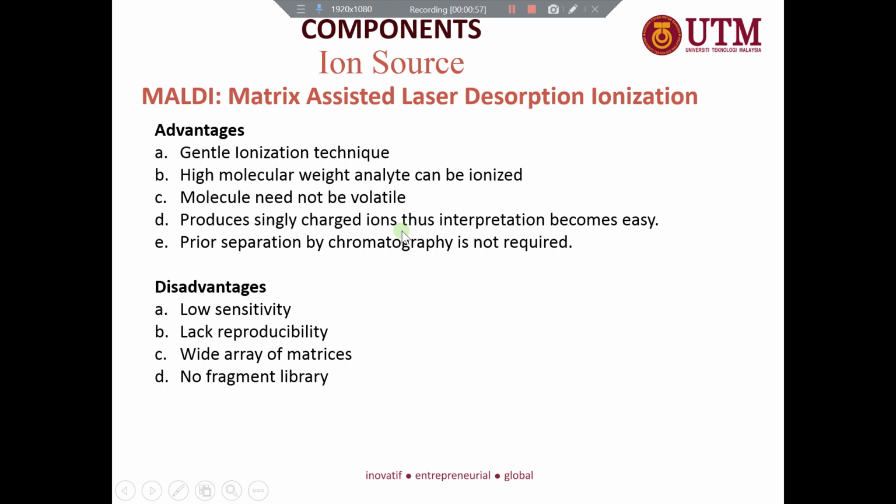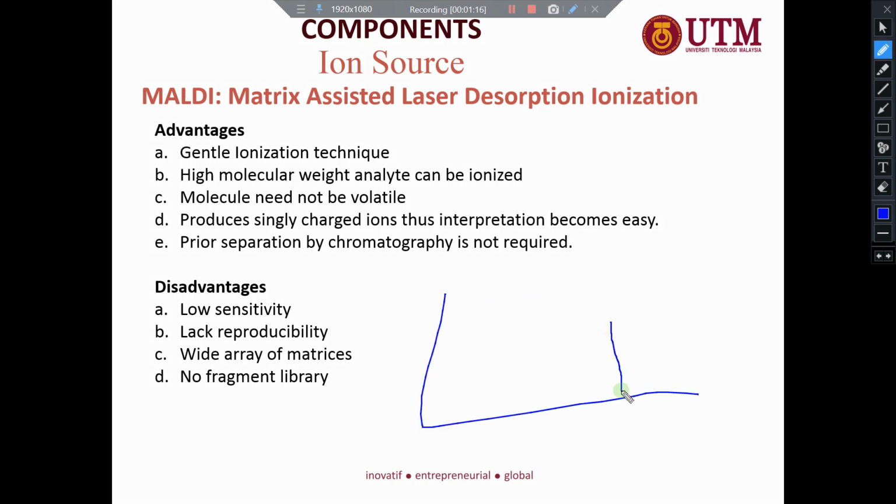Okay, it will not produce fragmentation. We only produce singly charged ions, so this interpretation becomes easy. It will give only one charged ion. So in your mass spectrum later, you will have only one ion charge here. It depends on the protein.